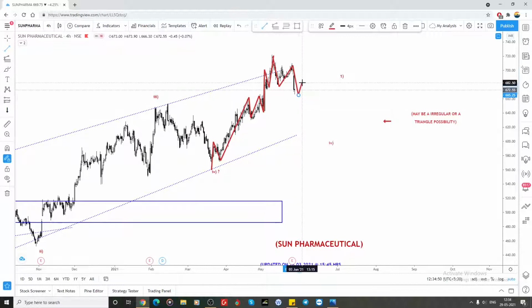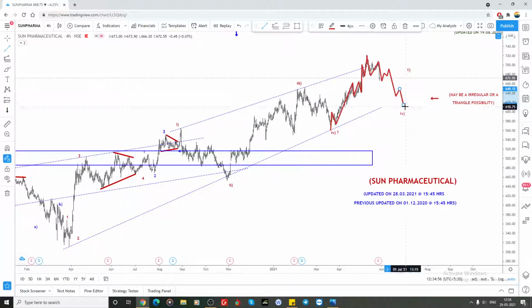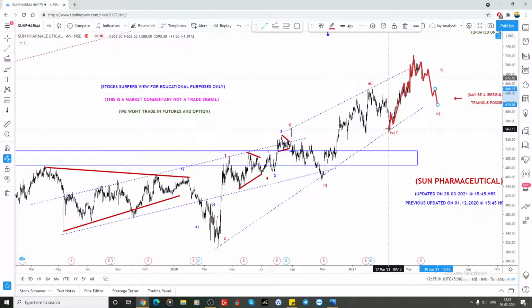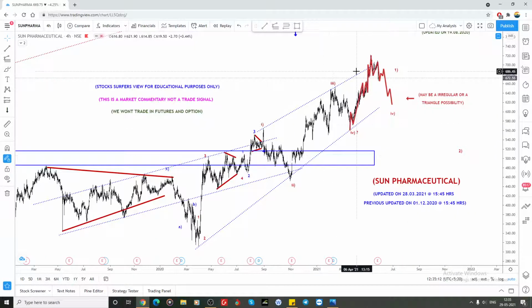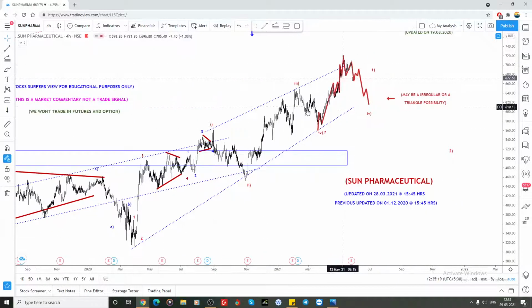So now it could be like this kind of fall, or this could be a 5-way structure, or it could be A, B, C, W, X, Y, Z, like that kind of fall. So anyway, I'm looking to the downside, at least for this zone. It's around the 550 zone I'm expecting to buy again, because I already booked the profit at the 690 zone itself, and I have mentioned in my Telegram also, this is the top resistance, the channel trend line. So it's already achieved the target.